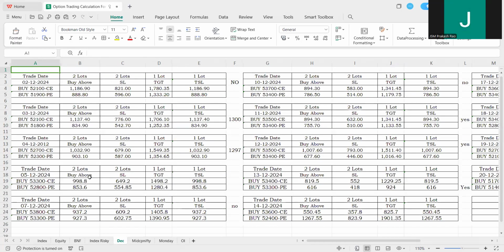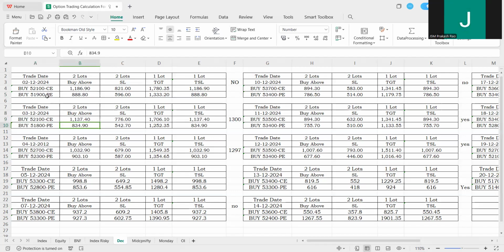Likewise, I have done this for the entire December month, and I got the same kind of outputs. This is the output. On 2nd December, it told me that if the price crosses above 1,186, I have an entry. On both the call side and put side, there was no entry on 2nd December at all, so we avoided that trade. On 3rd December, it gave me an entry on the call side.